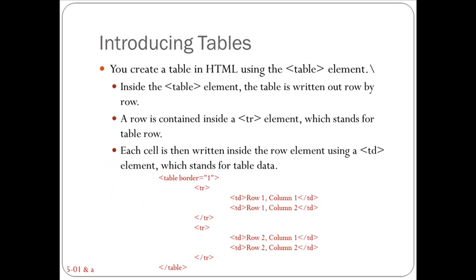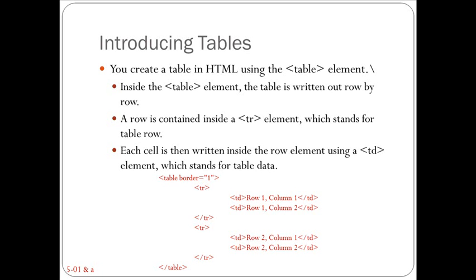In order to create a table in HTML, we need to use the table element, and then inside the table element, the table is written out row by row. Each row is contained inside of a TR element, which just merely stands for a table row. Each cell is then written inside the row element using a TD element, which stands for table data.